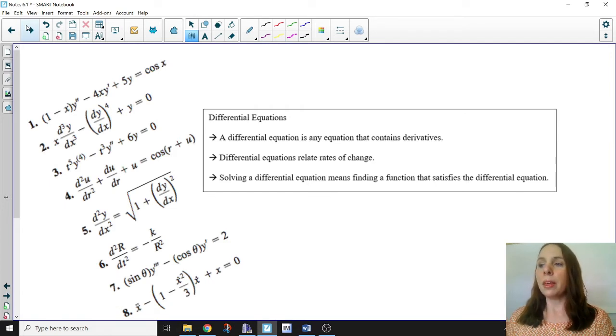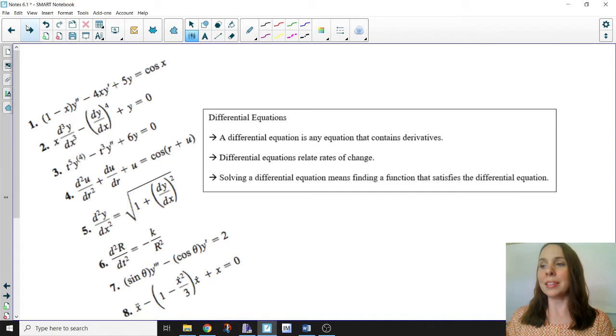So what I need you to know about differential equations, and if you're one of my students, hopefully you already explored this a little bit with the chapter intro, is that a differential equation is an equation that contains derivatives. Okay, so if you have derivatives in your equation, you are working with a differential equation. It relates rates of change. So anytime you're doing all those related rates problems, you were writing differential equations. And solving a differential equation means finding a function that satisfies the differential equation.